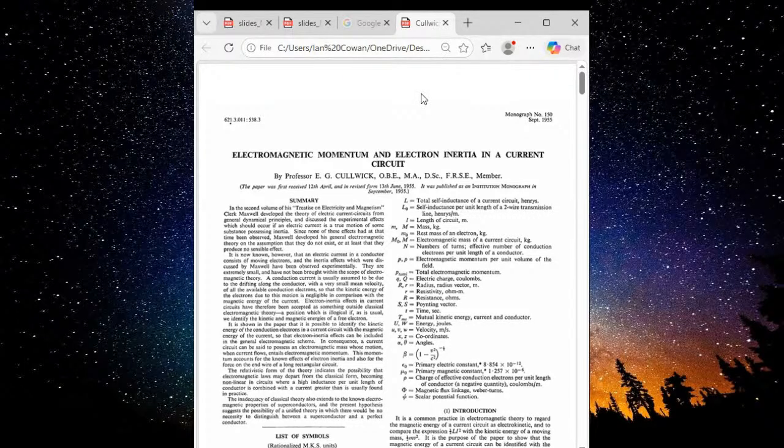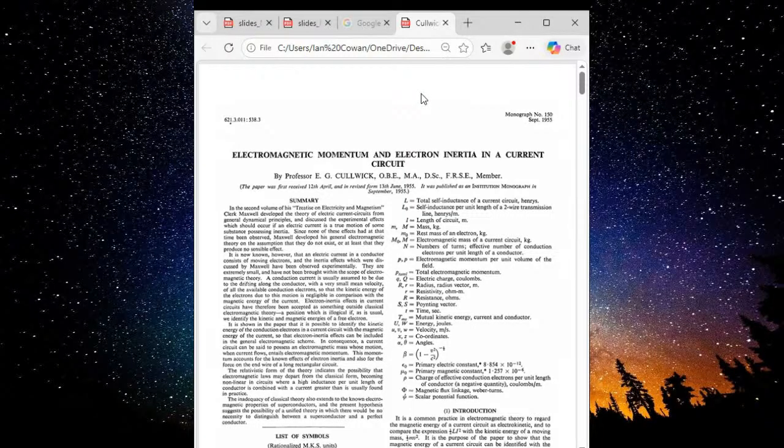Electron inertia effects in current circuits have therefore been accepted as somewhat outside classical electromagnetic theory, a position which is illogical if, as is usual, we identify the kinetic and magnetic energies of a free electron. It is shown in this paper that it is possible to identify the kinetic energy of the conduction electrons in a current circuit with the magnetic energy of the current, so that electron inertia effects can be included in the general electromagnetic scheme. In consequence, a current circuit can be said to possess an electromagnetic mass whose motion when current flows implies or entails electromagnetic momentum.